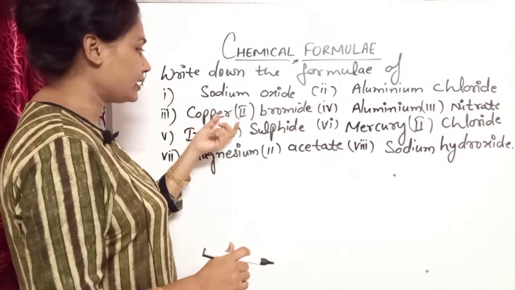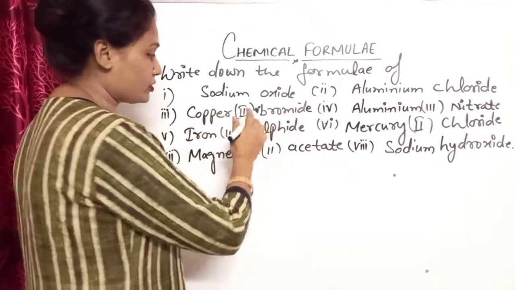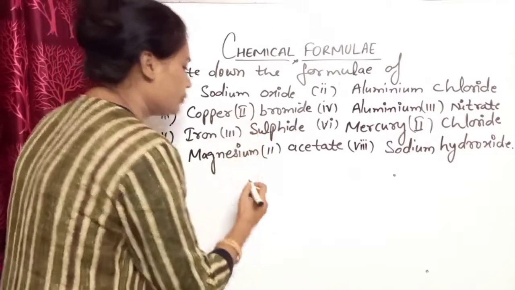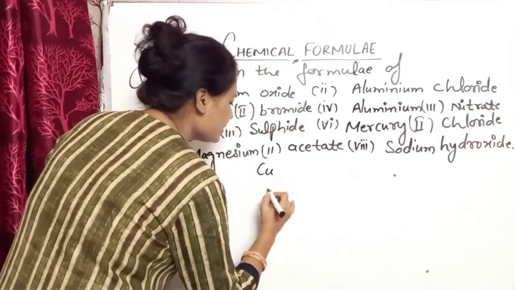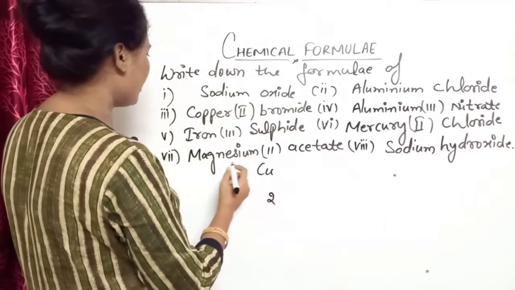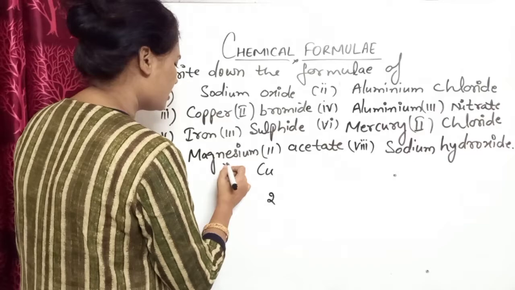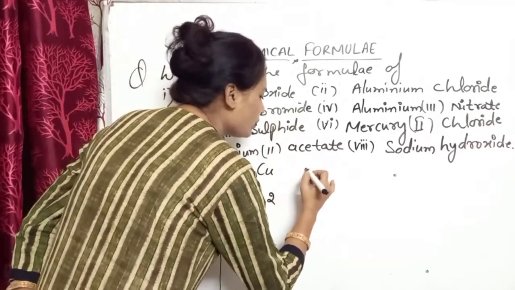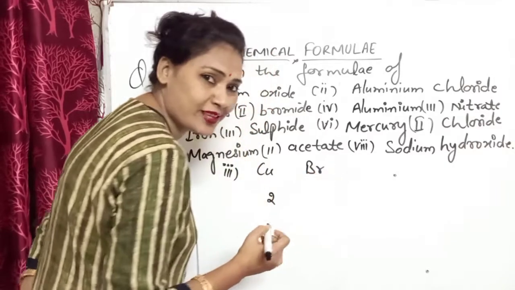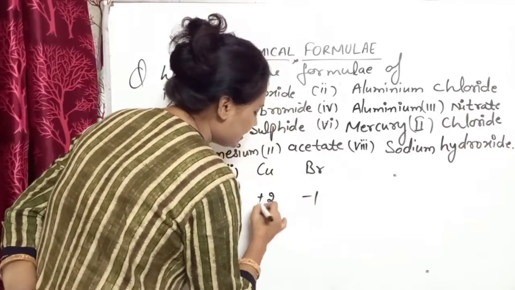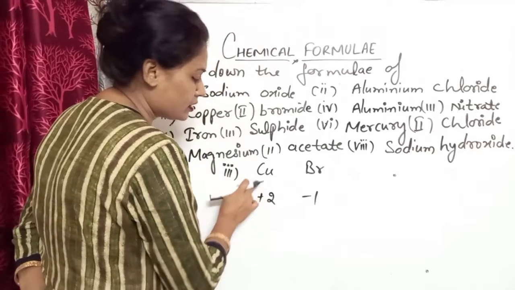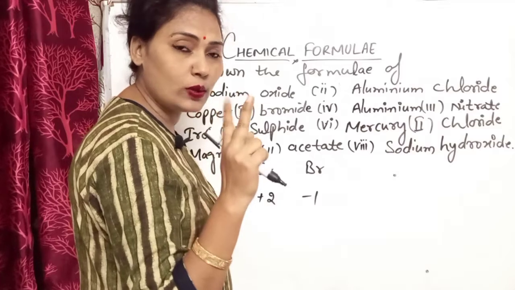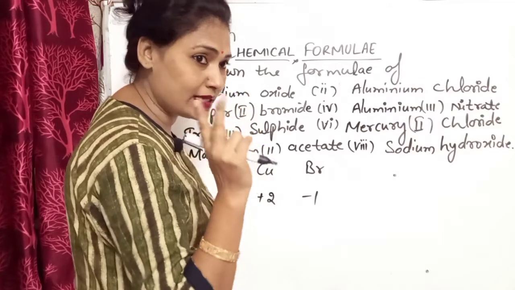I have told you that if a question contains a Roman numeral, it means its valency is that number. It means the copper valency here is 2. The valency of copper is 2. This is the third question. Okay. And bromide means bromine is there, Br. Its valency is -1, and copper's valency is +2. Copper has variable valency. It has 1 and 2 valency. Copper contains +1 valency and +2.